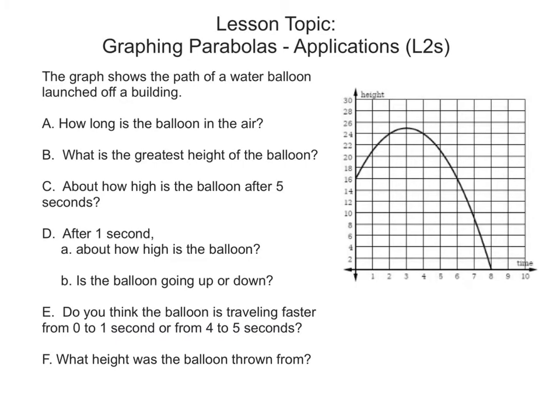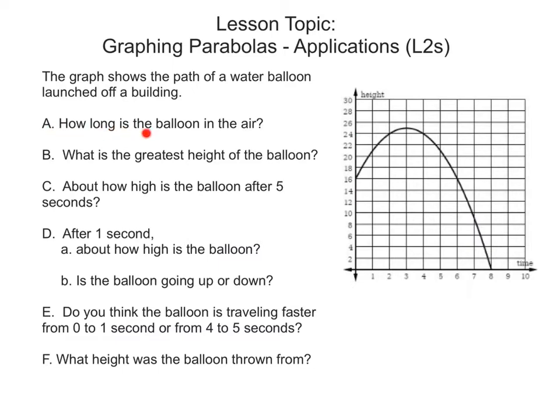It says the graph shows the path of a water balloon launched off a building. All right, so here is where the balloon is launched from, and it's thrown up, and then it comes down, and it lands on the ground here. Notice that our x-axis is time, and our y-axis is height. So always take in that information as you start these questions.